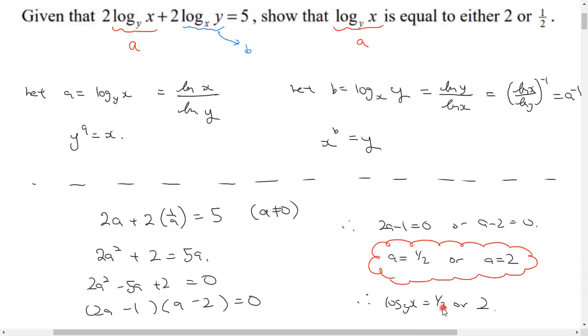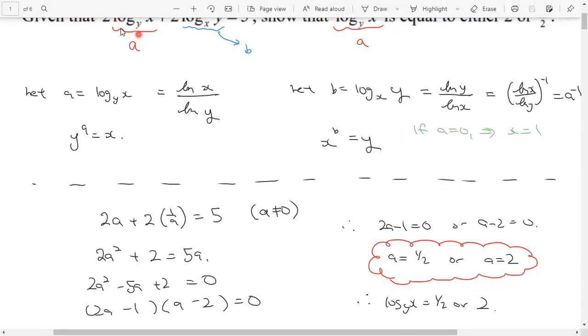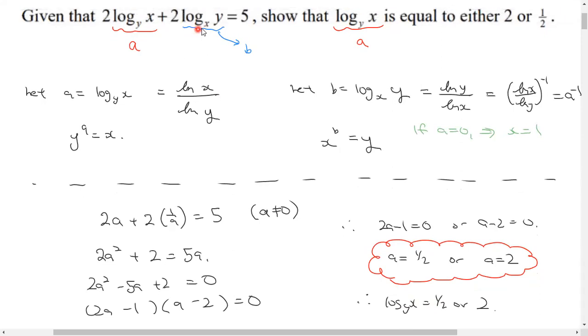If a was 0, that implies that x is 1. That means y can be anything and x is 1. Well, would that work? That would mean this is 0. Okay. But then log base 1 of y is not really going to give you much of an answer because 1 to the power of anything is going to be 1. So yeah, that wouldn't make sense. The only way that would make sense is if y is also equal to 1, and then 2 would not equal 5. So yeah, for that reason, no valid solutions to the equation.